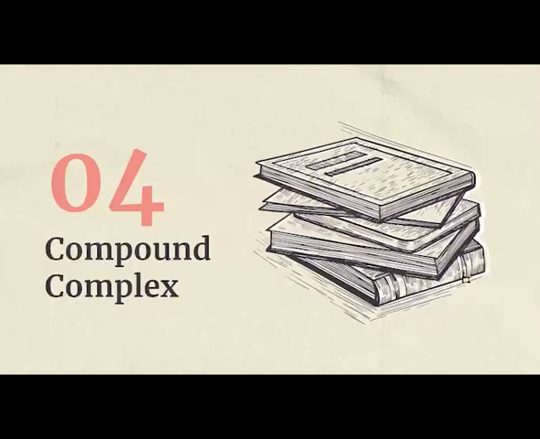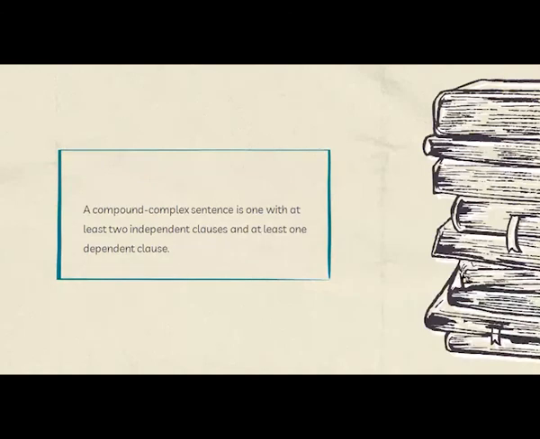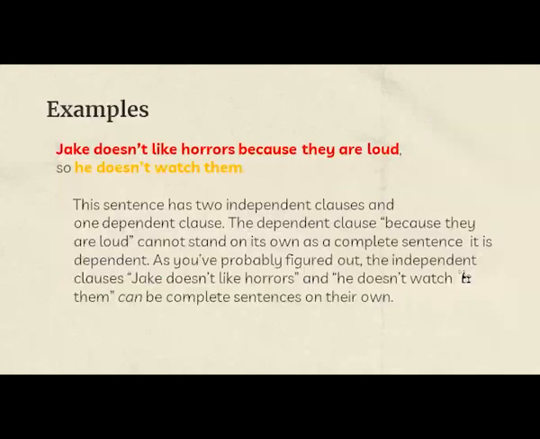The last one is compound-complex. A compound-complex sentence is one with at least two independent clauses and at least one dependent clause. Compound-complex sentences help us express longer, more complicated thoughts with more parts than other sentences.